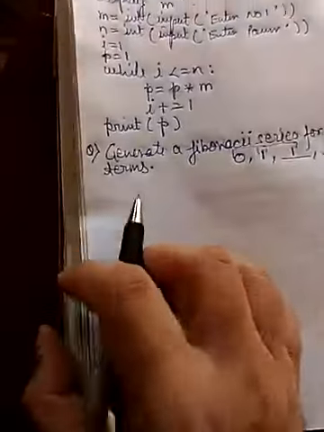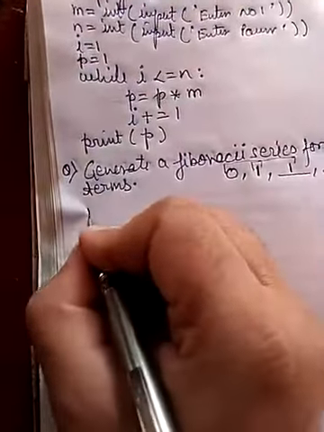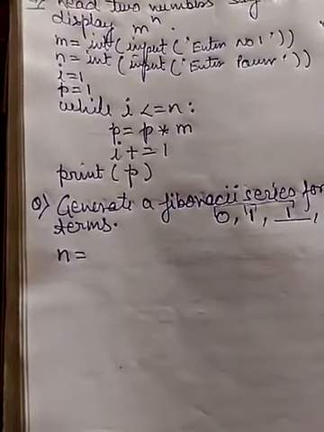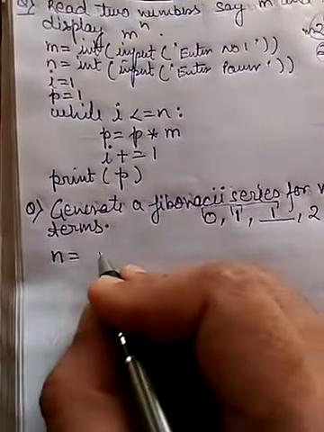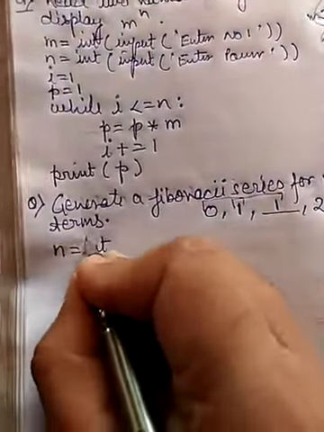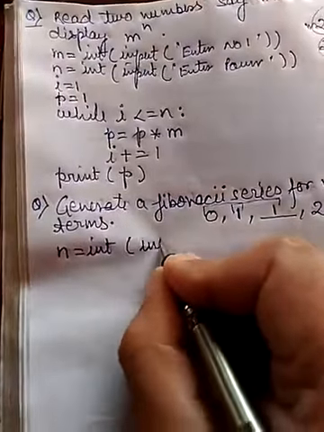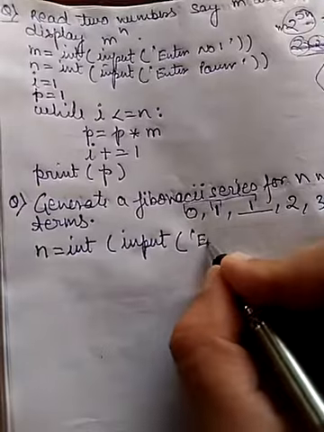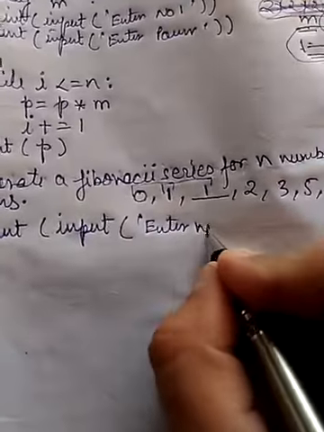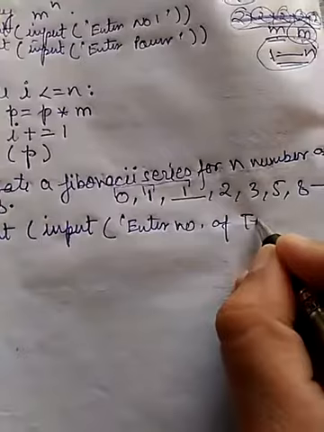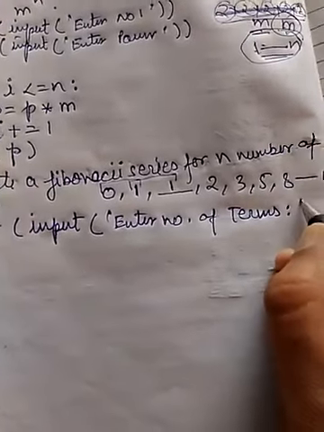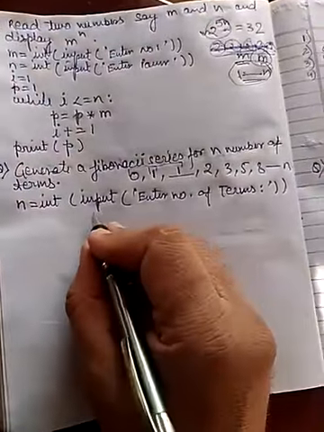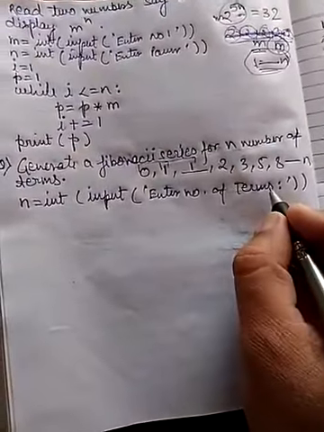So in this question, first we are reading n. n is the last term of the Fibonacci series, so it is an integer value. That's why I am writing int input, "enter number of terms". So here we have entered the number of terms in the Fibonacci series.